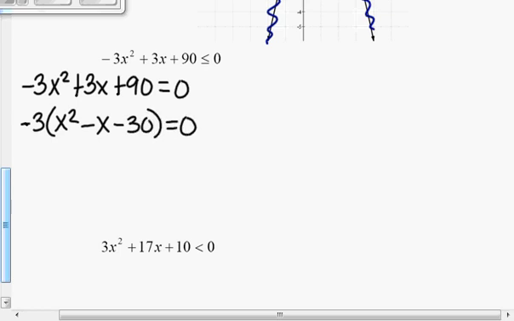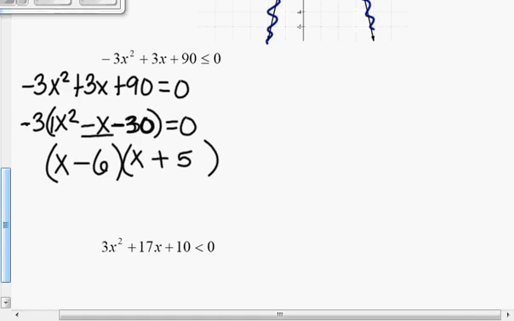Okay, so since a is now 1, we can just simply factor it out. What times what gives us x squared? It's x. Then we think, what factors of 30 subtract to give us -1? And the factors are 6 and 5. And the largest factor gets the sign of the middle term. So 6 will be negative and 5 will be positive.